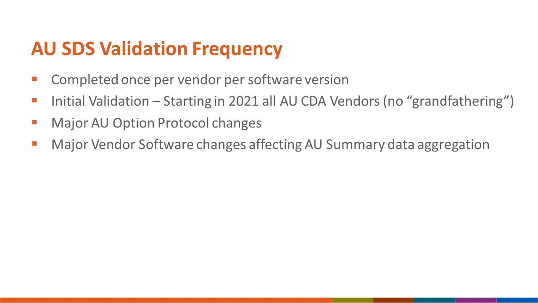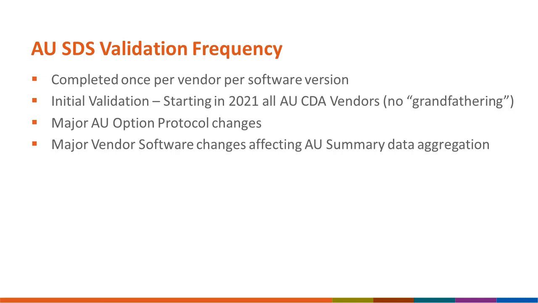The most frequently asked question we get from vendors about this initiative is how often will I need to validate? The AU SDS validation process is expected to be completed once per vendor per software version. So starting in 2021, all vendors creating AU CDA files will need to have successfully passed the initial AU SDS validation in order for their AU CDA files to be either manually uploaded or imported via direct into NHSN. No vendor will be grandfathered in.